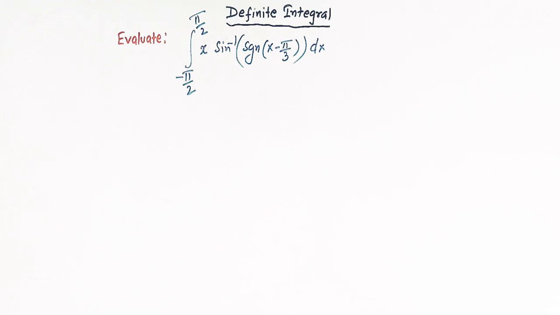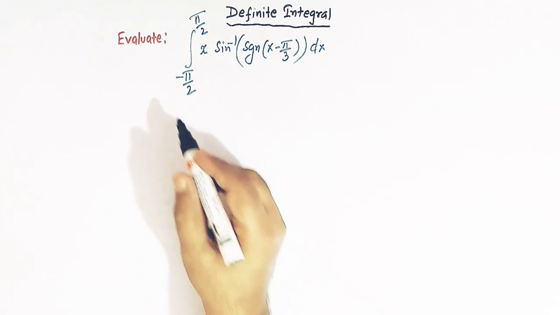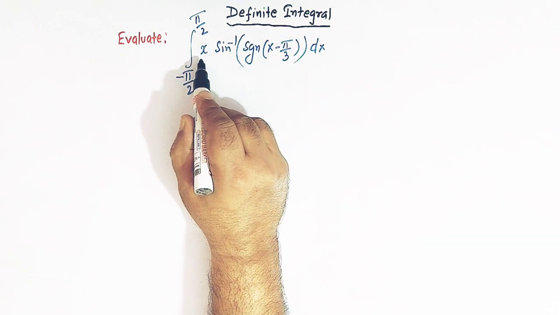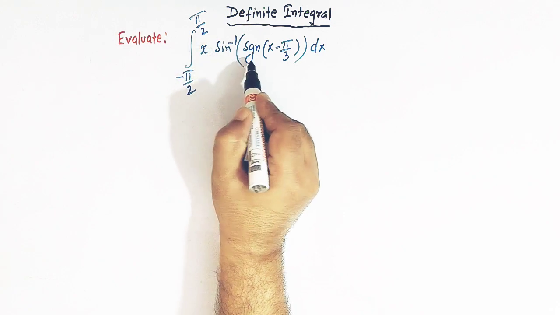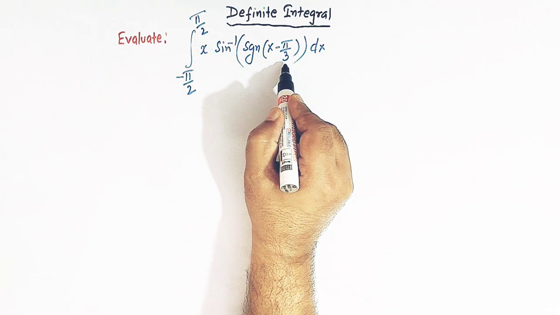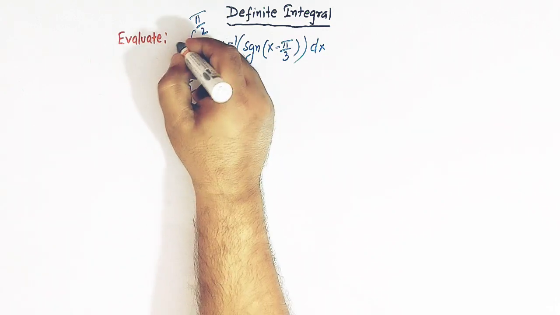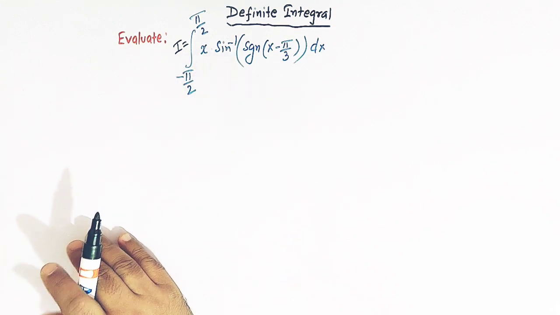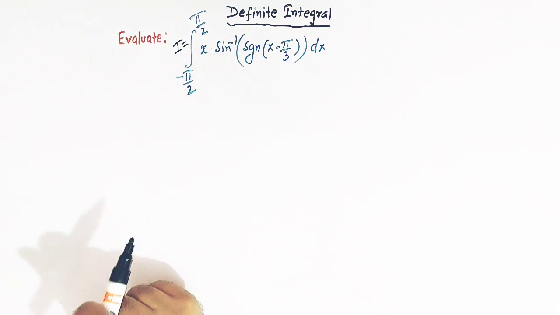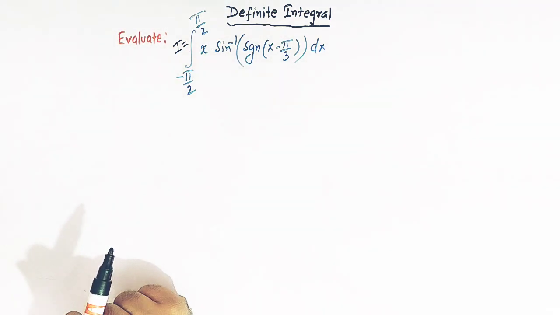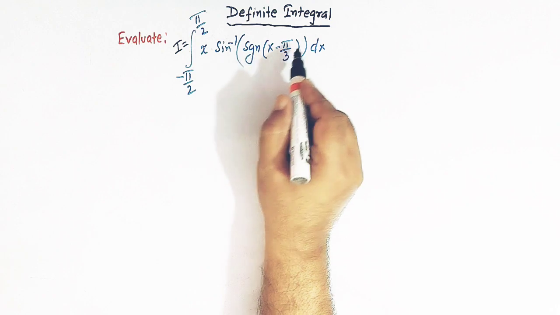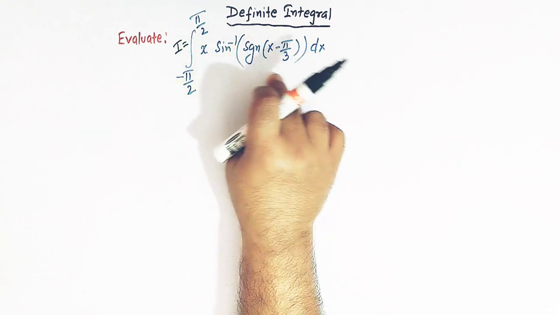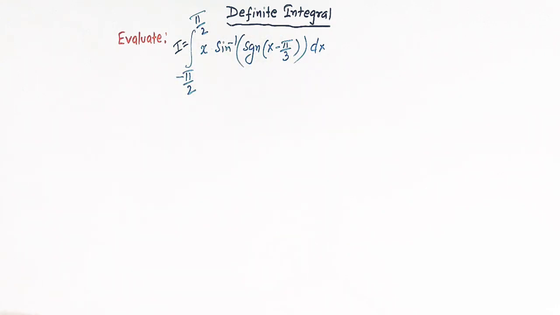So here we have to find the value of this integral, from minus pi by 2 to pi by 2, and the integrand is x times sine inverse of signum of (x minus pi by 3). Let us call this integral I. Now in these types of integrals, we usually make use of the definition of the signum function. So here we'll exploit the definition of the signum function to reduce our integrand into a simple function.